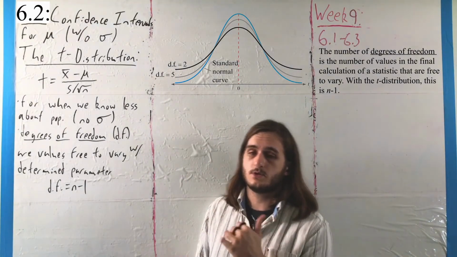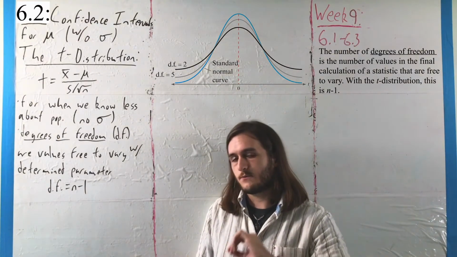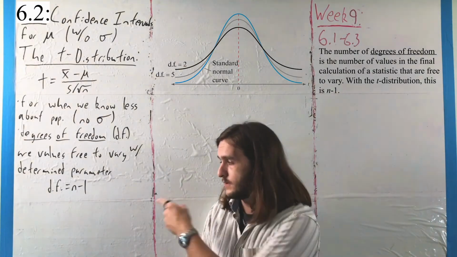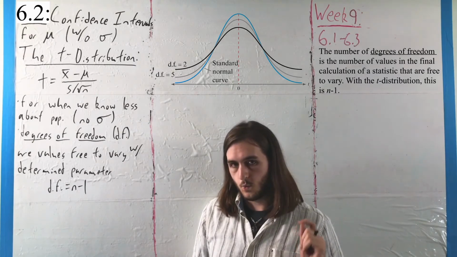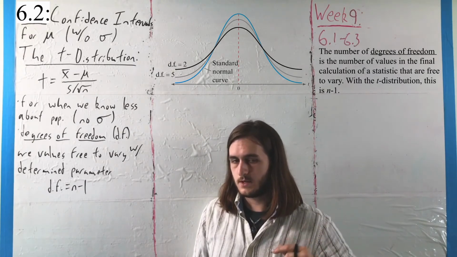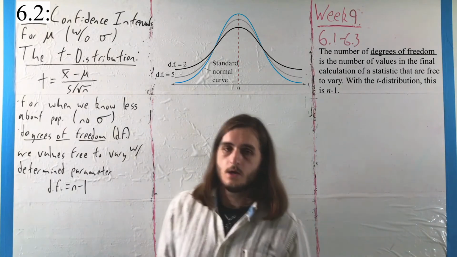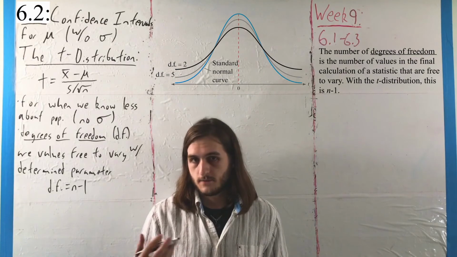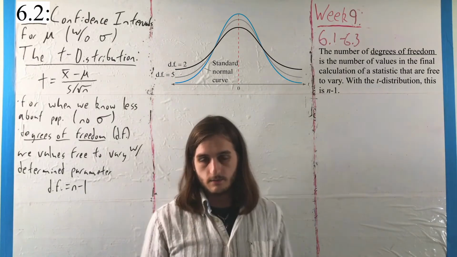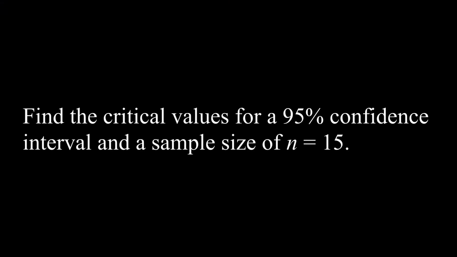We'll see later in the semester there's an adjustment we can make where the degrees of freedom change a little bit, but for now, that's the sort of thing that we are looking at with our degrees of freedom and our t-distributions. So, as we're working here, let's just get a quick example looking at how this works in terms of critical values. For this first example, we want to find the critical values for a 95% confidence interval and a sample size n equals 15.